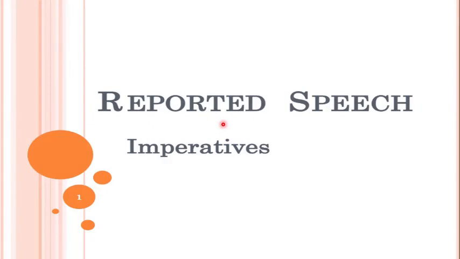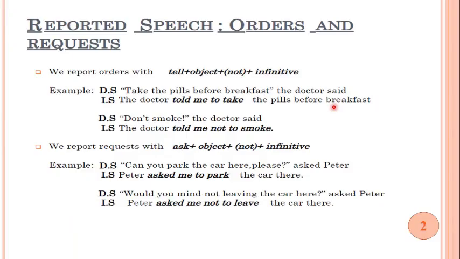This time is about reported speech. Like in the previous video, the reported speech that we discuss here is in the imperative sentence. Imperatives are like orders, and that is our discussion. Reported speech, like orders and requests. In orders, reported speech normally uses a verb like tell, with an object.